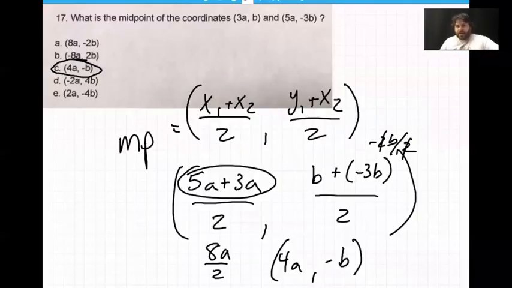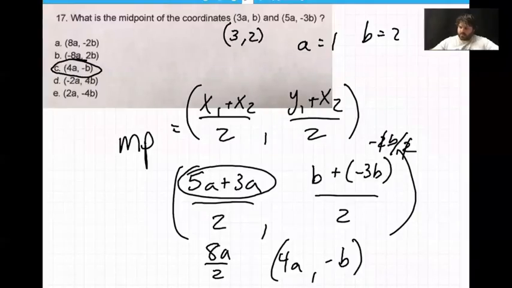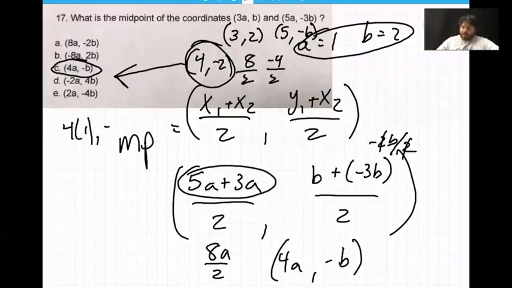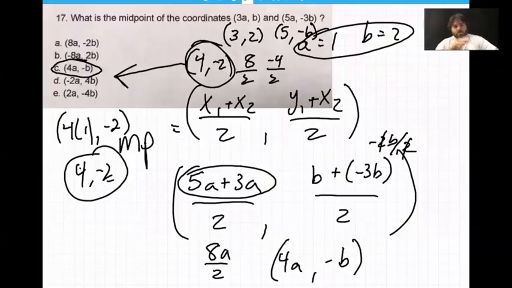Now, alternately, you could pick a value for a and b. You could say, well, what if a was 1 and b was 2, right? That would mean this is 3, 2, and this is 5 times 1 is 5, negative 3 times 2 is negative 6. But what's the average of those two? Well, it's 8 divided by 2, and then negative 4 divided by 2, which is 4, negative 2. So which one makes 4, negative 2 when you use a equals 1 and b equals 2? Well, you can see that C is going to be 4 times 1, comma, negative 2, and that is 4, negative 2. It works out. Now, there might be more than one that works out. You might have to choose another a and a different b, but that strategy works. That's one of those first strategies we learned, was the pick a number strategy.